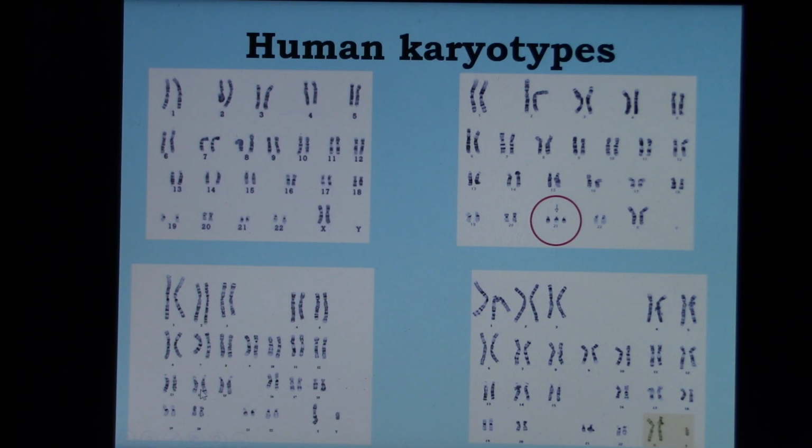This is a male. So we have the 2 1s, the 2 2s, the 2 3s, down to the 2 22s, and then an X and an itty bitty Y. Okay, you see the Y chromosome? It's kind of small.